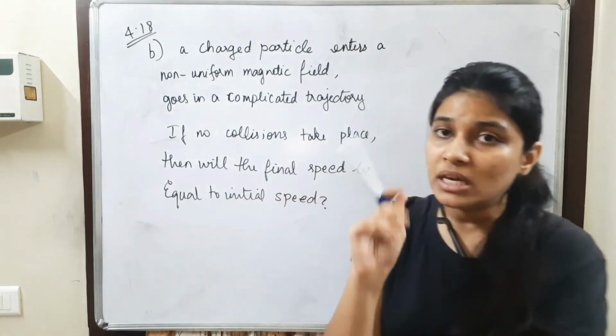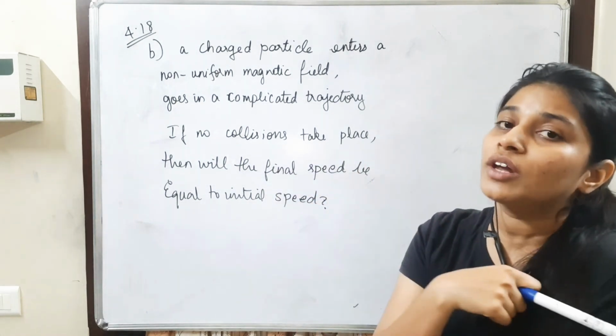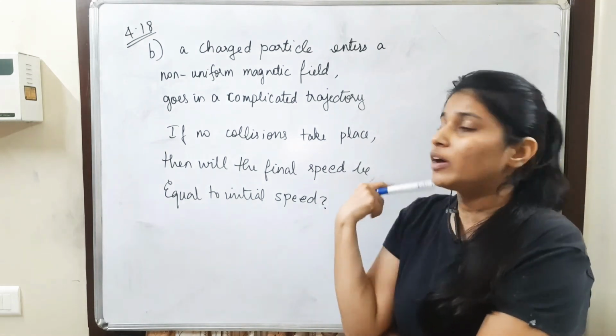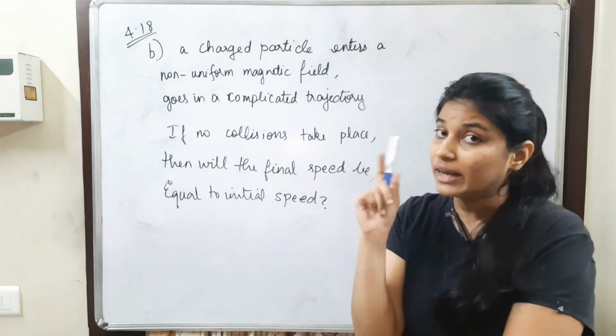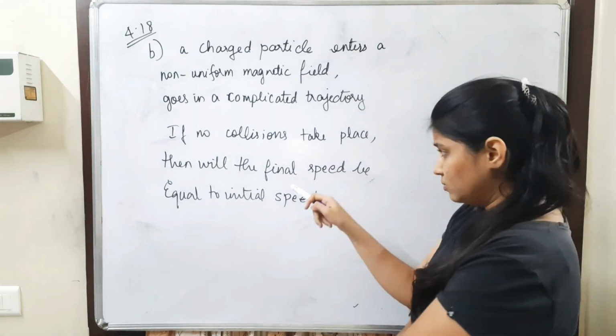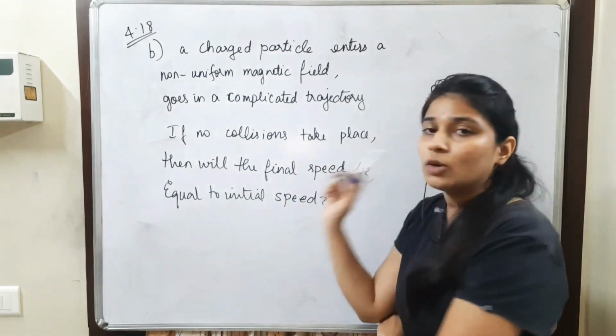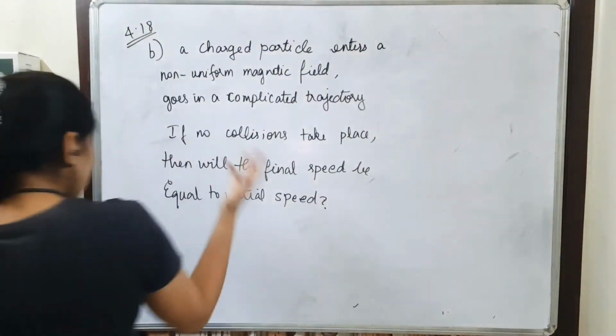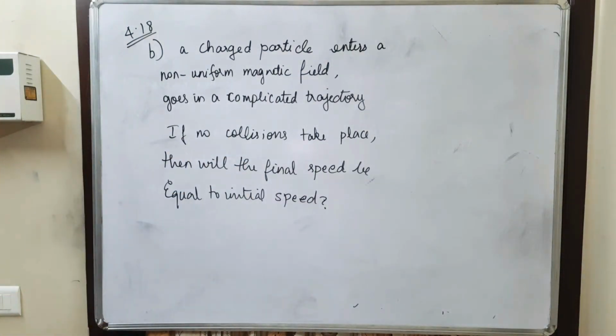So the force is perpendicular, which means no work is done on the charged particle. If no work is done, the direction of the velocity will change, but the magnitude will remain constant. So yes, the final speed will be equal to the initial speed of the particle. It doesn't matter which particle is entering or leaving, because the force is perpendicular to the velocity, and perpendicular forces do not do any work on the particle.